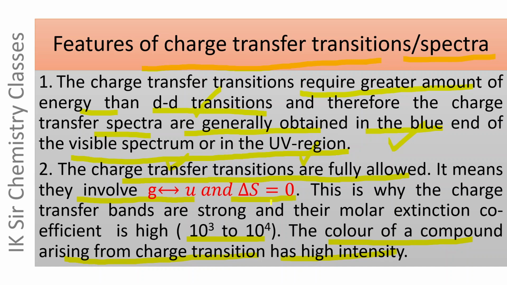In a nutshell, we can say that charge transfer transitions are fully allowed according to selection rules, and they are highly probable. Their probability is high, and therefore the charge transfer bands are strong and their molar extinction coefficients are high, often in the range 10^3 to 10^4, and the color of a compound arising from charge transfer transition has high intensity.